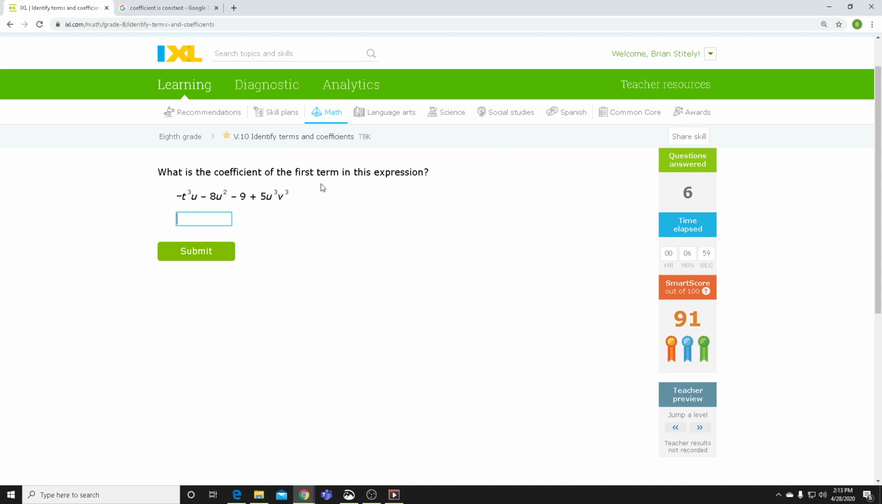Oh, one last one, why not? What is the coefficient of the first term in this expression? Well, this is our first term. You see that there's a negative in front of it. Well, remember, whenever there's a negative in front of a variable like this, that means that you're multiplying by -1. So your coefficient would be -1. Coefficient of the first term, the first term here, coefficient is this -1 right next to it.